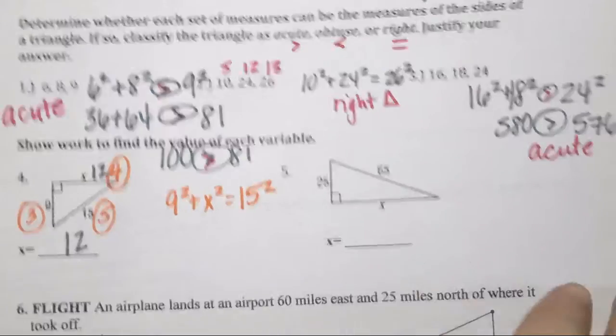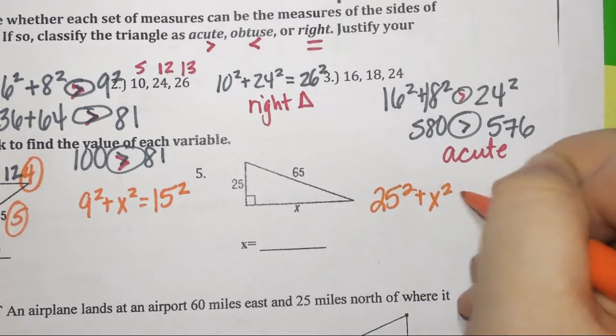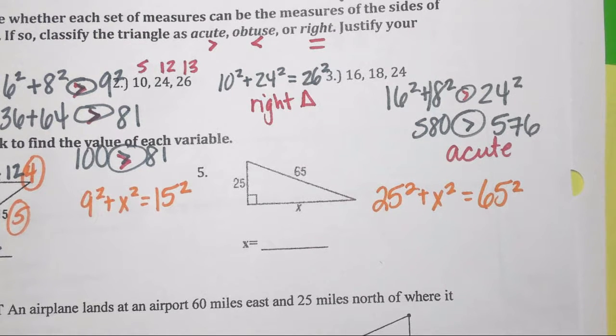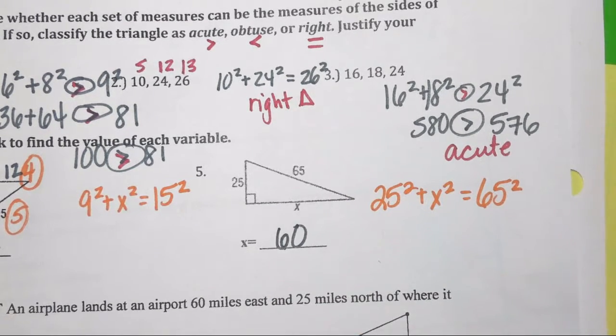Okay, so on number 5, I can do 25 squared plus x squared equals 65 squared. Or what? What triple is it? Does anyone know? What did you get for number 5? Someone have an answer for number 5? Everyone had it on their paper. 60 is the correct answer. But Miss Compton knows it without having to work it out like that.